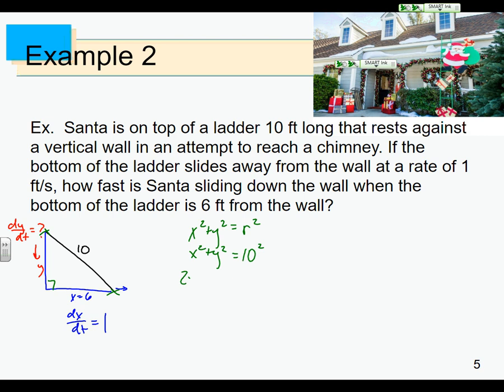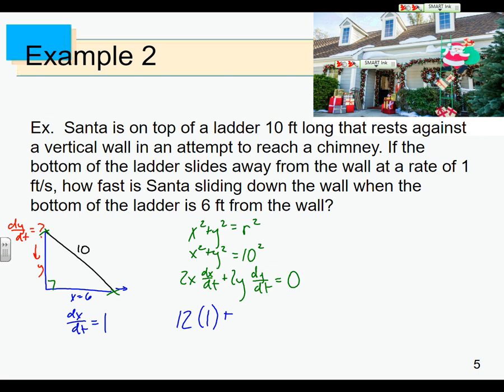So the derivative of x, but then x is changing. I'm taking the derivative with respect to time here. So like I said, it looks very implicit. And the derivative of 10 squared is going to be 0. Derivative of 100 is just a constant. So let's plug in what I know. I know that x is 6. That's going to be 12. And then dx over dt is how fast it's sliding away from the wall.